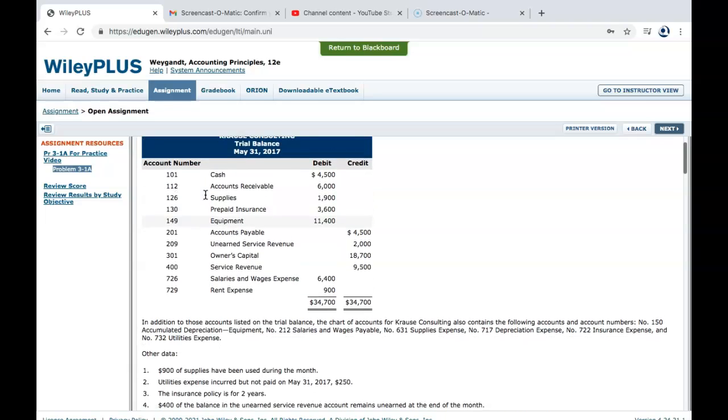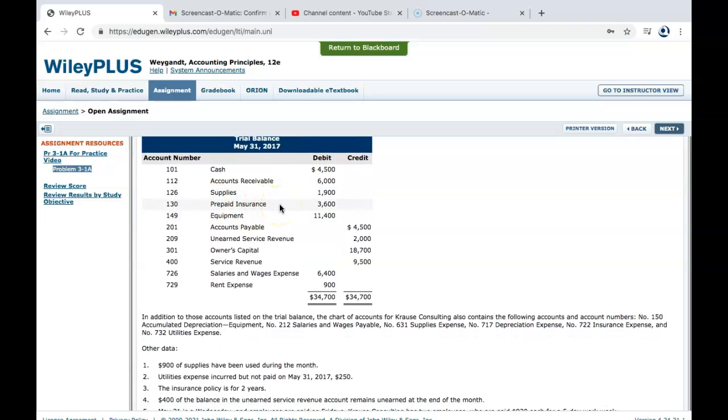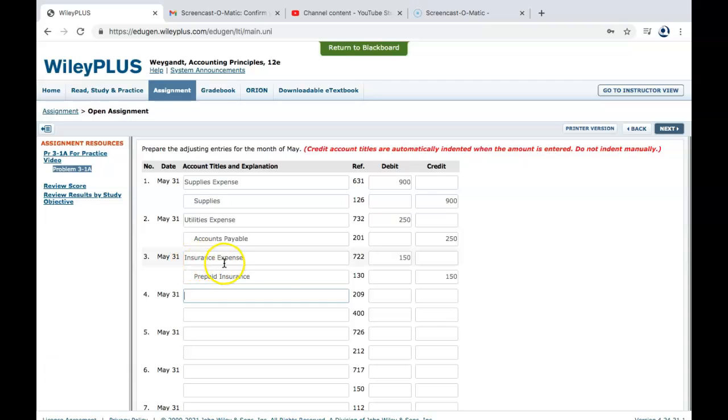Okay. Number three, the insurance policy is for 2 years. So let's take a look at it here. We have prepaid insurance of $3,600. So what we're going to need to do is actually divide the $3,600 into 24 months so that we can get the monthly costs and then adjust for it. Okay, so I've put the entry in, insurance expense, we've increased the expense, and we've also decreased our prepaid insurance.